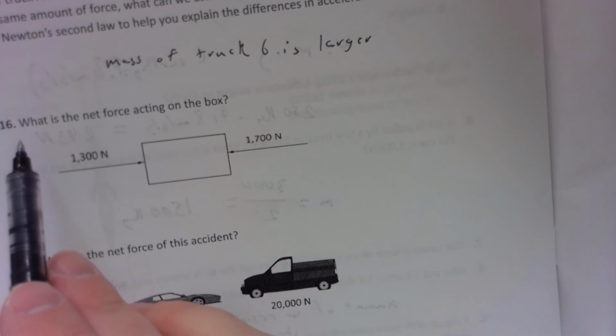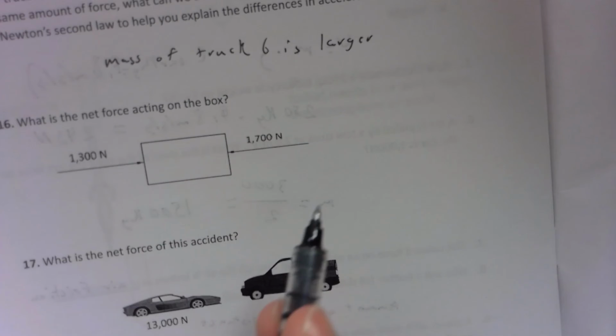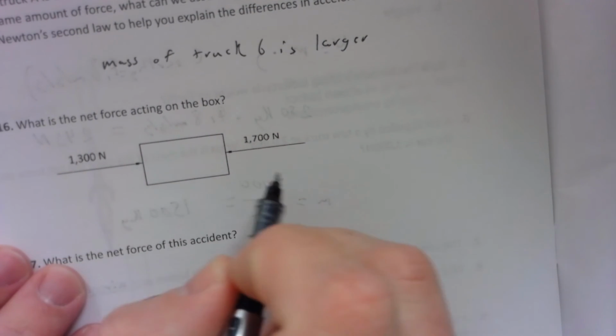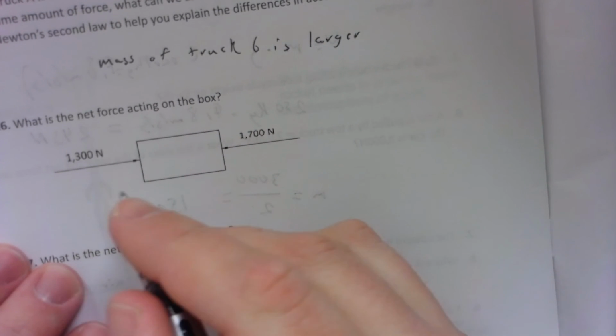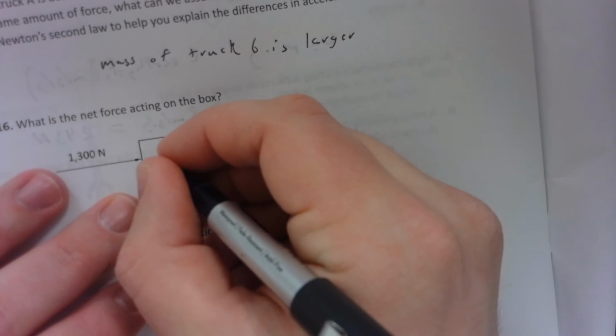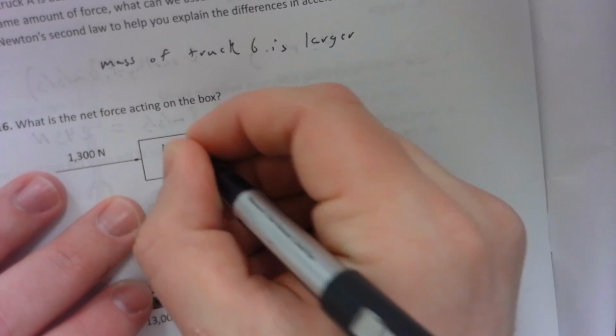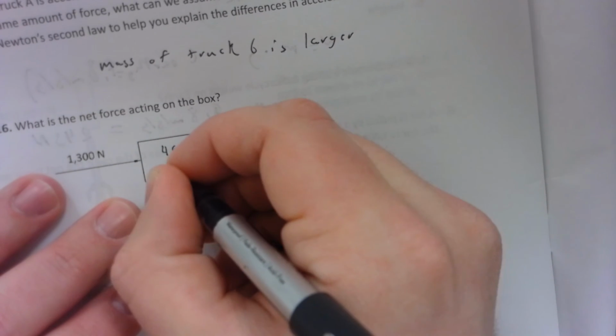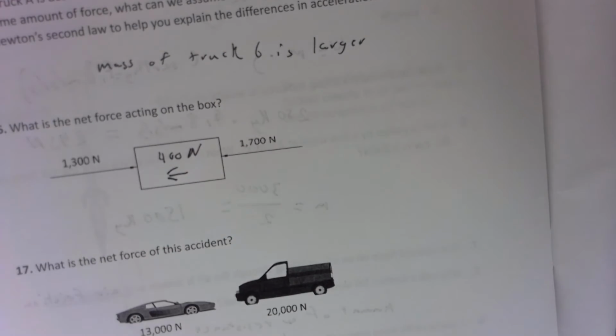Now, what is the net force acting upon the box? So, we have 1,300 newtons moving to the right, 1,700 newtons moving to the left, so that means we are going 400 newtons to the left is the direction we'll end up going.